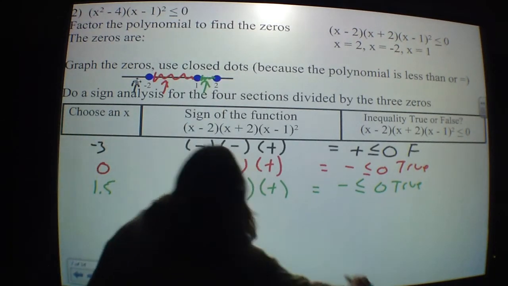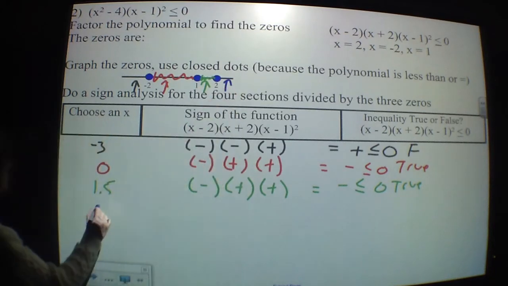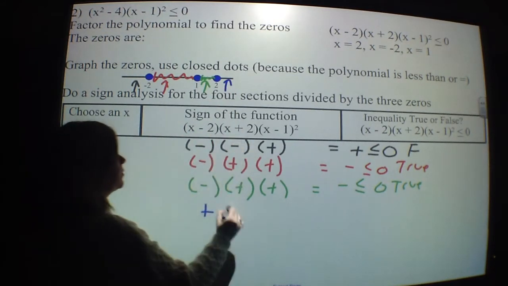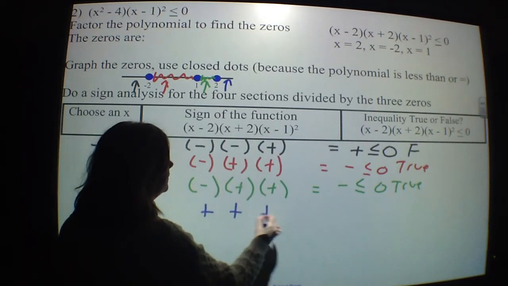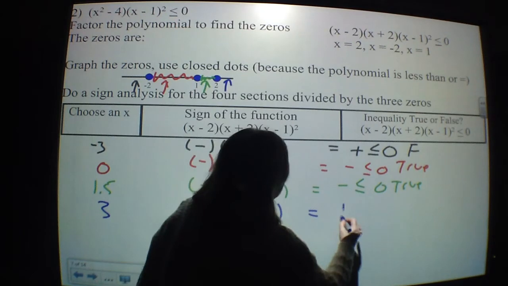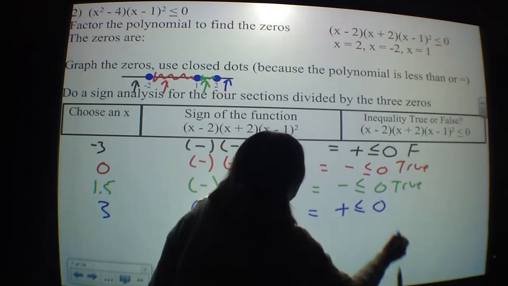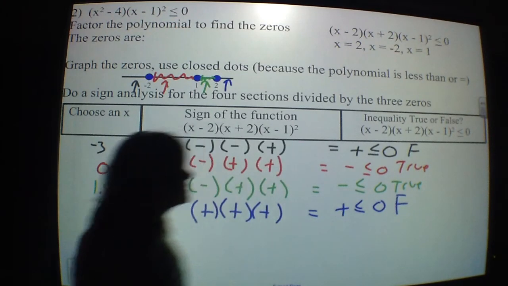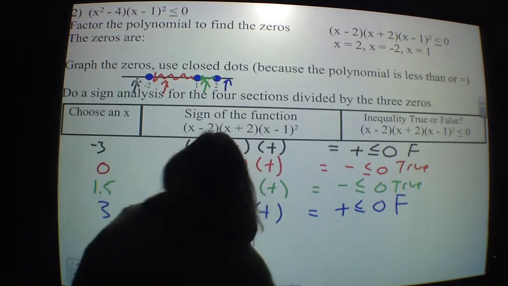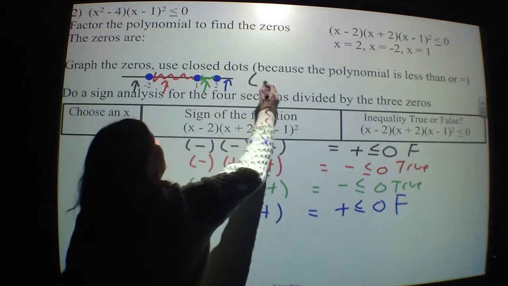And the very last one, I'm going to pick something greater than 2. Let's say 3. 3 minus 2 is a positive. 3 plus 2 is a positive. Anything squared is a positive. 3 positives multiplied together is a positive. This is false. A positive is not less than or equal to 0. So there's my graph. And now let's write it in interval notation.